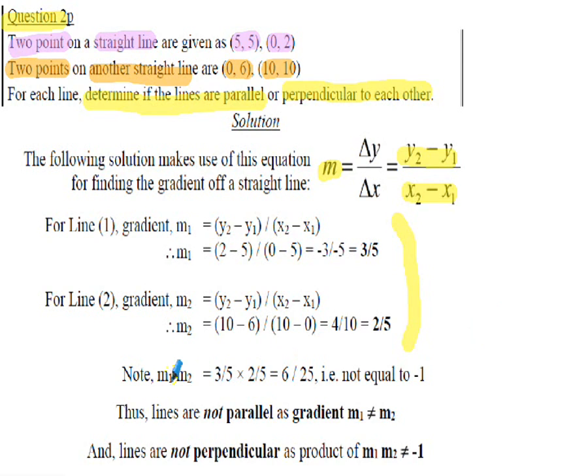In this case you will find that when you multiply m1 by m2, you do not get negative 1. So in this particular case we see that the lines are not parallel, as the gradients m1 and m2 are different, and the lines are not perpendicular, as the product of the gradients m1 times m2 does not equal negative 1. So the lines are not parallel and not perpendicular. I suggest you stop the slide for a moment and think through where the values have been extracted from.